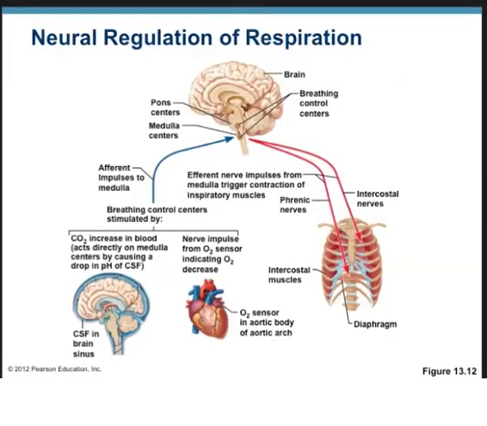Now the activity of the respiratory muscles is transmitted to and from the brain by the phrenic and the intercostal nerves. The phrenic nerves talk to the diaphragm, and the intercostals talk to the muscles that are between the ribs.